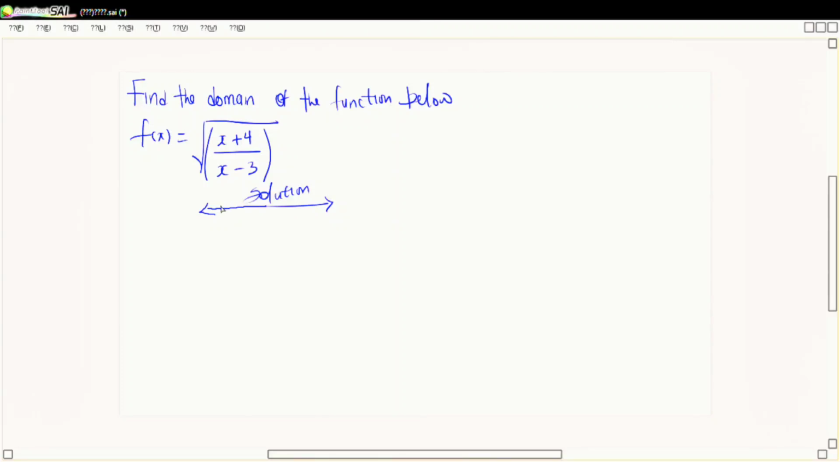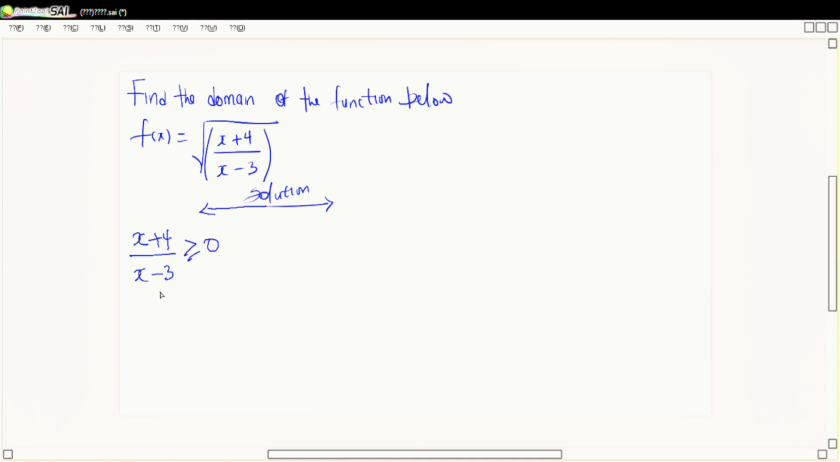Welcome back. In this video, we want to talk about how to find the domain of this fantastic question. This is a square root function that has a rational function as one of its inside functions, that is the inner function. And we all know that to find the domain of a square root function, it implies that what is inside here must be greater than or equal to 0. So going further with that, we have it as x plus 4 over x minus 3 must be greater than or equal to 0.